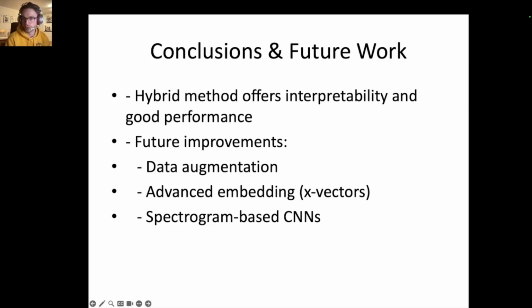Looking ahead, there is great potential to improve the system by introducing data augmentation techniques, experimenting with more expressive embeddings like x-vectors, and implementing higher-batch spectrogram-based CNN models. These enhancements would help address misclassification and increase overall accuracy, especially for challenging speaker pairs.